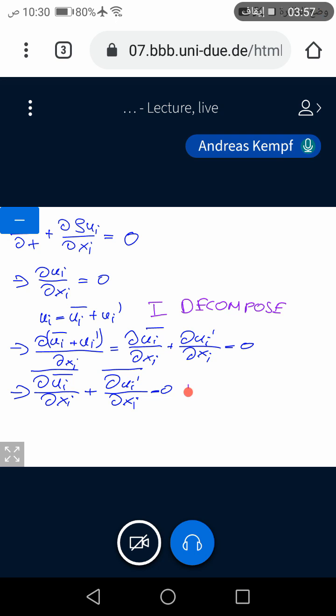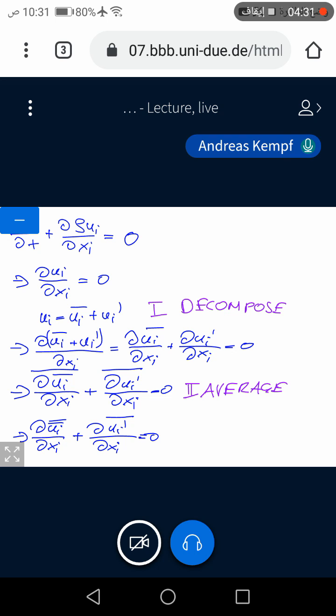And now we average. Or we have just averaged, and now we reformulate that. And with the spatial derivative and the time averaging being commutative, so we can swap the order, we can just write ∂u_i average over ∂x_i plus ∂u_i prime average over ∂x_i equals naught.